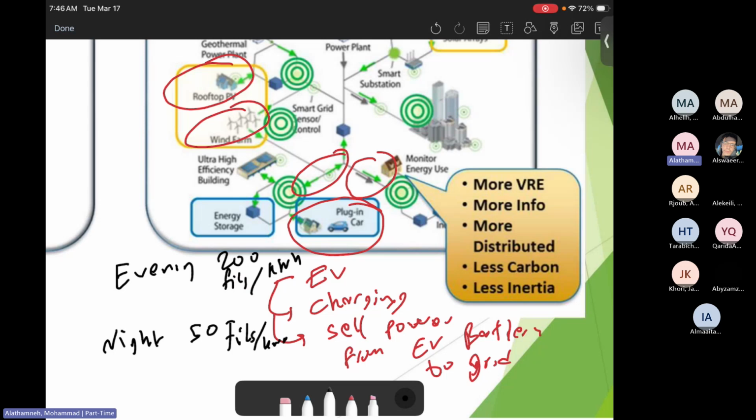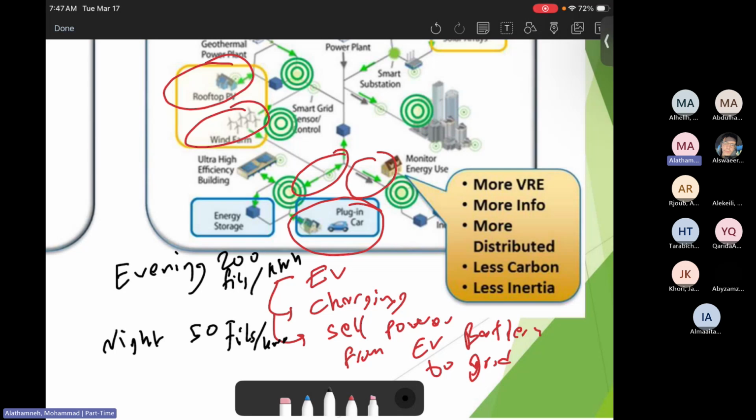So why don't you take advantage and discharge your vehicle, sell power during the evening period, and during the night you can buy power and charge your EV at 50 fills per kilowatt hour. So the difference is 150 fills. Then you can gain some money, right? Yes, right. But there's a drawback. What's the drawback? The lifetime of the battery, because there is a limited number of charging and recharging cycles. So this will impact the lifetime of your battery. So it's a trade-off that you need to keep in mind.